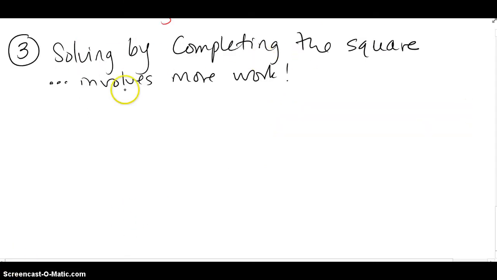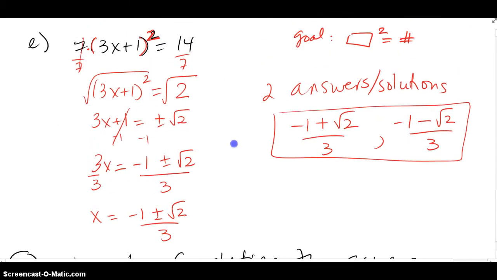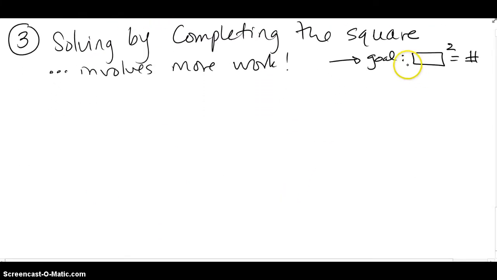Last type is solving by completing the square, and this involves more work. Nevertheless, our goal really is to have something squared equals a number, so we could use this idea that we used upstairs, square rooting both sides. So completing the square takes a little bit.